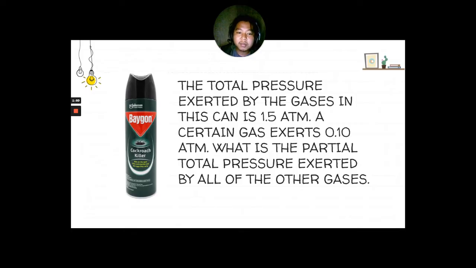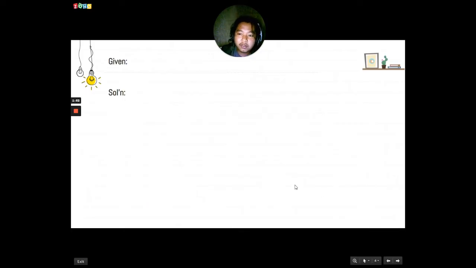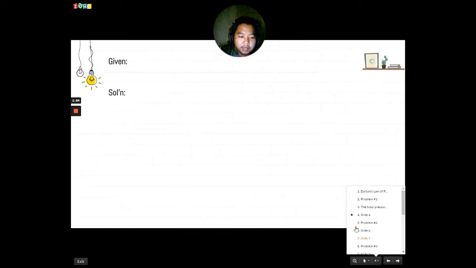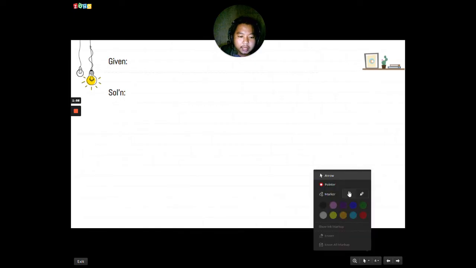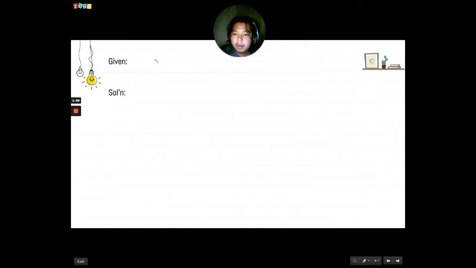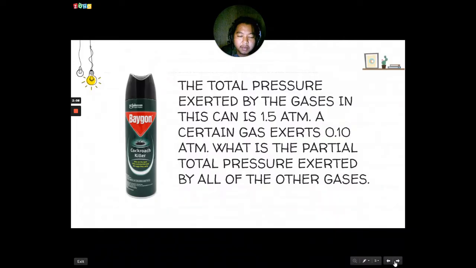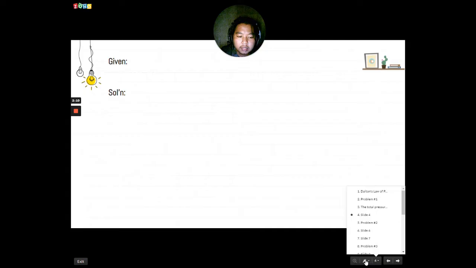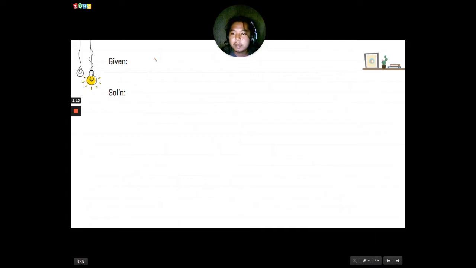So in order to solve this one, of course, we have to write first the given. So the given are, let me use a blue pen. What are the given there? 1.5 atm as the total pressure and 0.10 as the partial pressure. So the total pressure of the bygone, so I'll use PT for that case, is 1.5 atm.